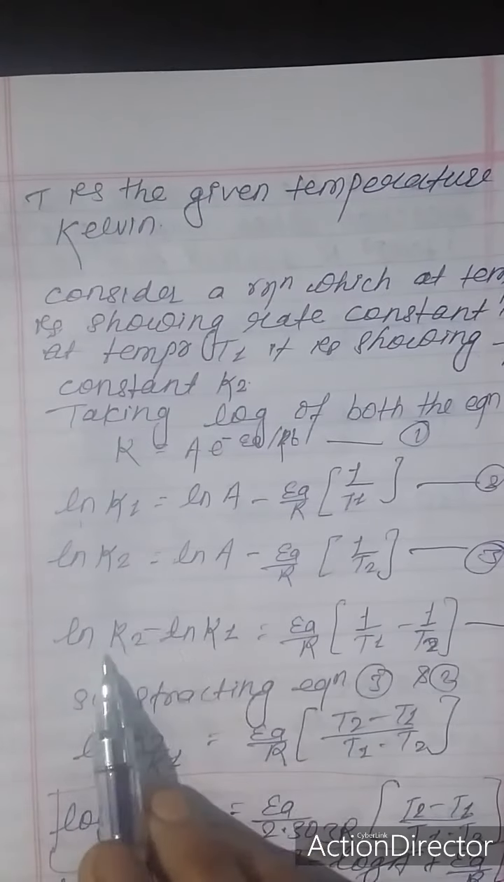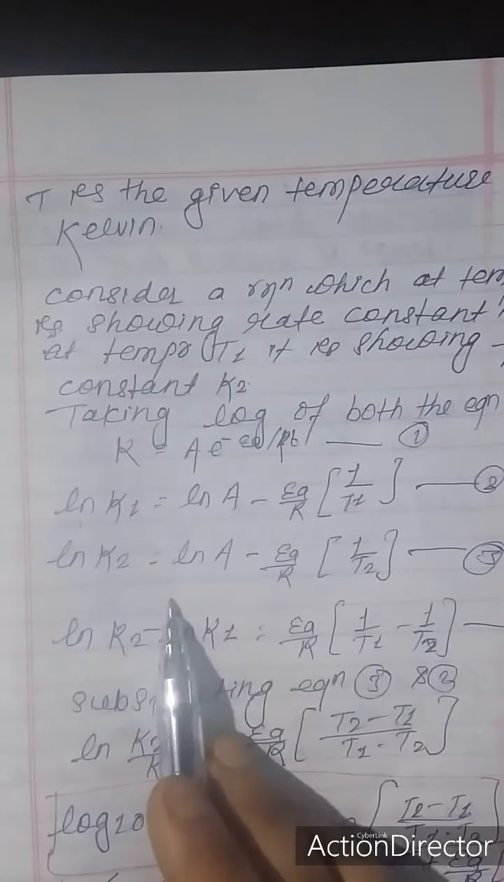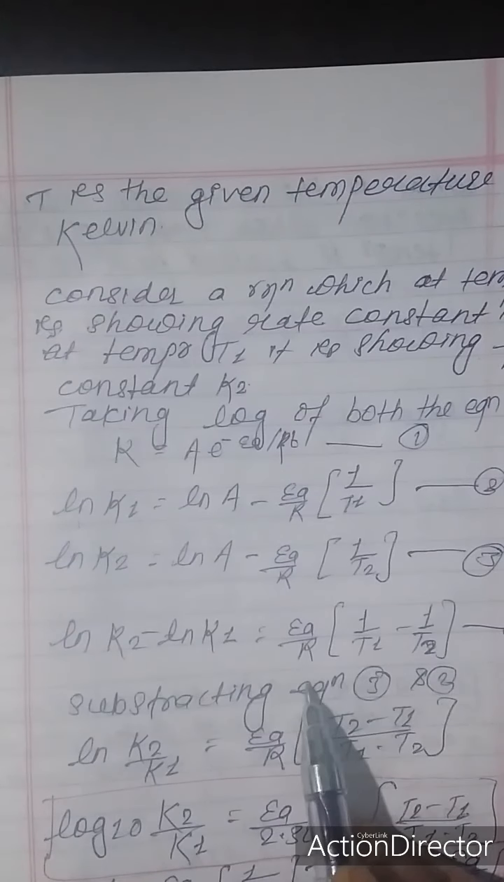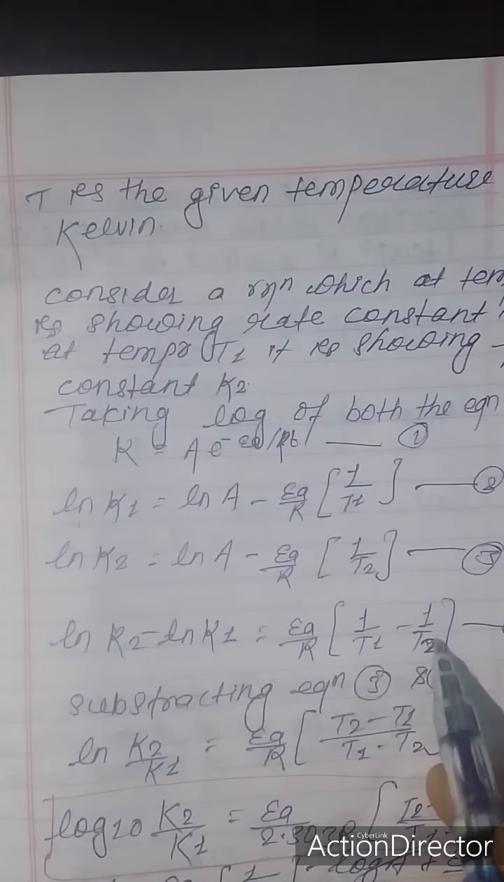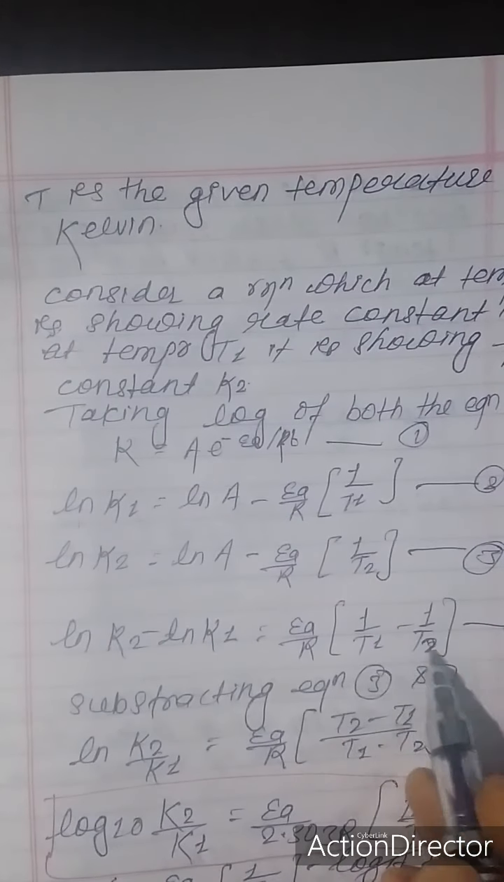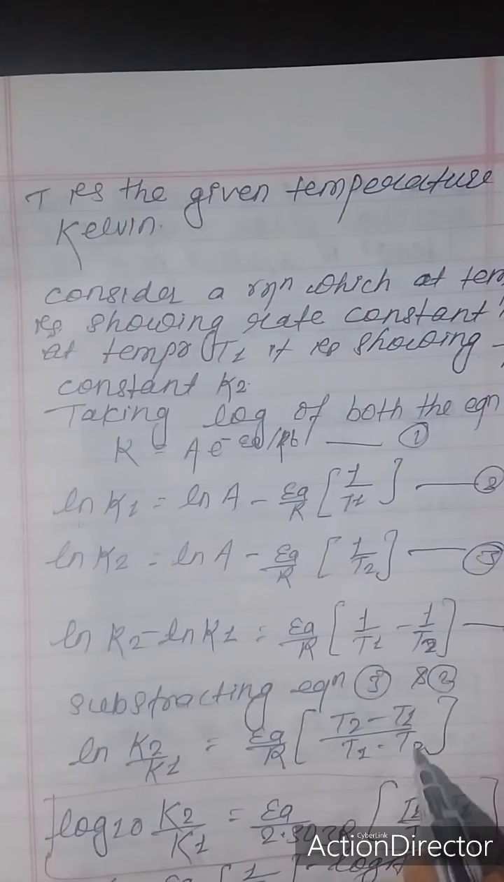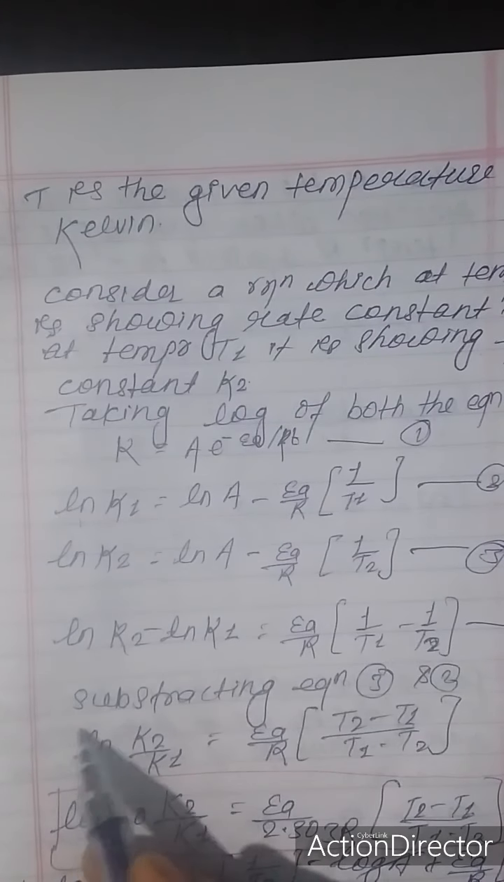So ln k2 minus ln k1, ln A will get cancelled while subtracting. So you are left with Ea upon R, 1 upon T1 minus 1 upon T2. Or ln k2 upon k1 is equal to Ea upon R. You will take the LCM of this, it will be T1 T2, T2 minus T1. Convert it into log base 10. So you will get 2.303.